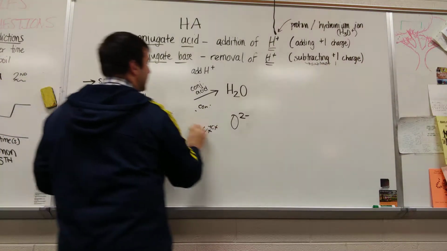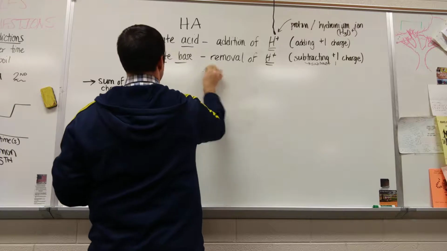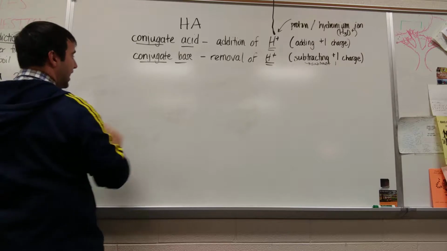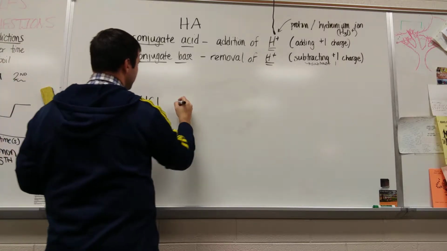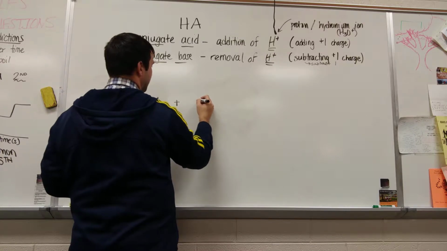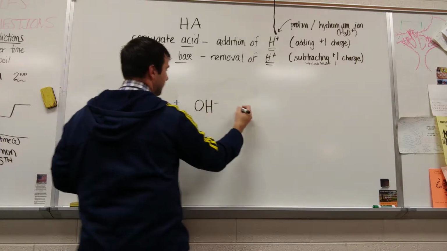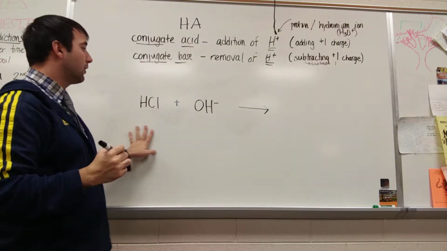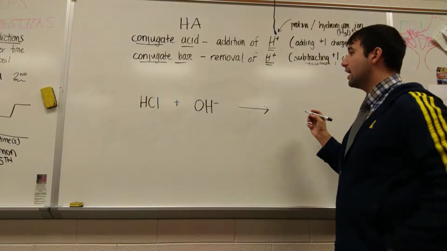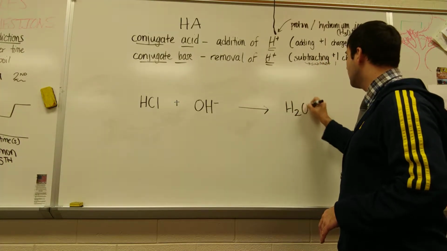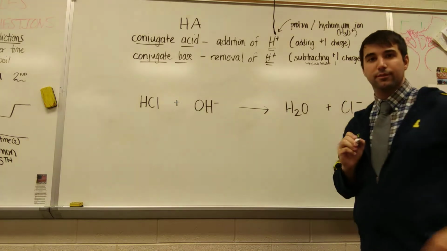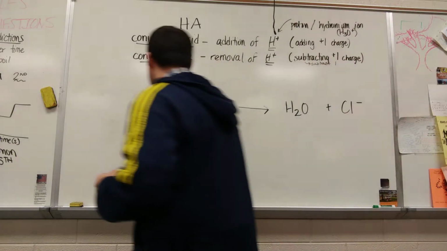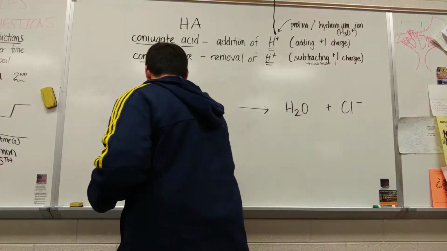Let's see about identifying them in chemical reactions, in acid-base reactions. So let's say I had HCl plus OH-. Now I know HCl is a strong acid, OH- is a strong base. If I make this, I'll get H2O plus Cl-. All right, so now my job is to identify conjugate acid-base pairs.